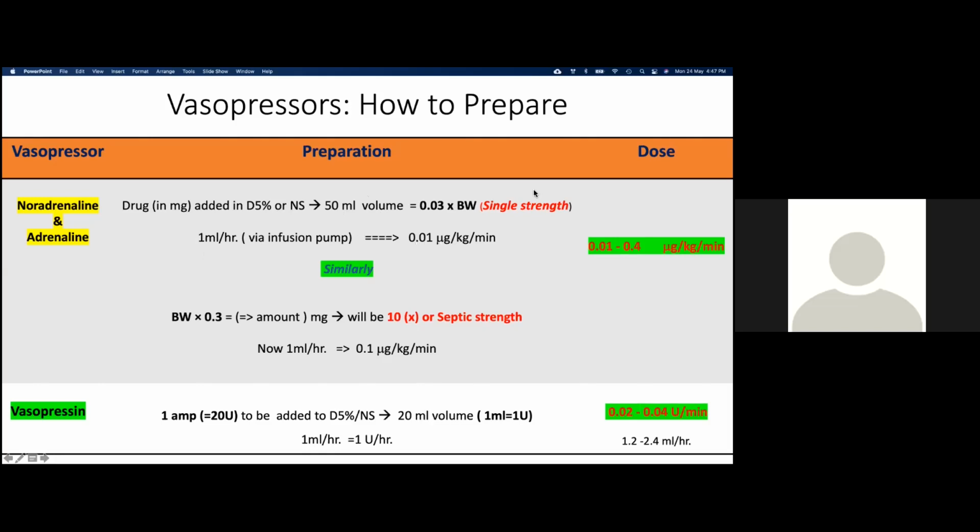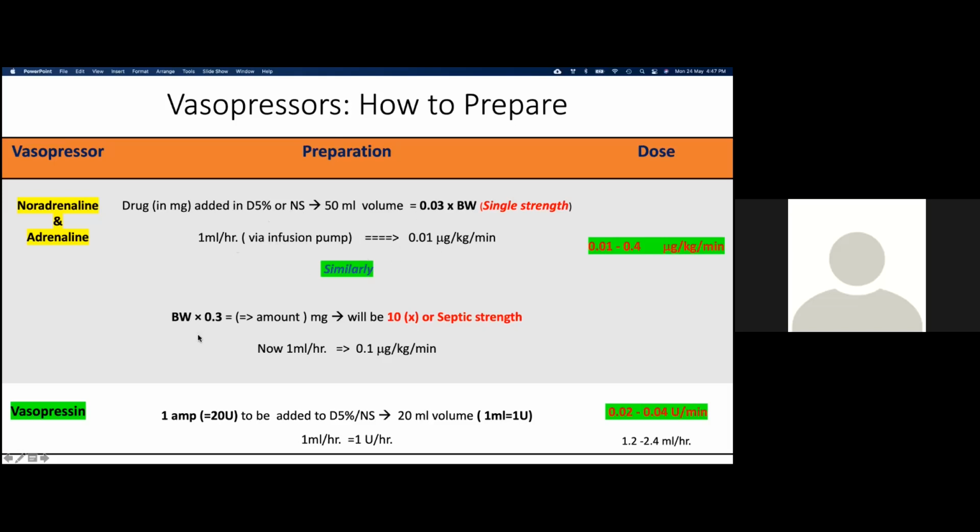So whenever we talk about single strength, 0.03 into 70, that is 2.1 milligram, which has been diluted in 50 ml of normal saline or dextrose 5%. Dextrose 5% is always preferred because it prevents the oxidation of the drug. If we are running this drug at the rate of 1 ml per hour via an infusion pump, the concentration of drug delivered to the patient is 0.01 microgram per kg body weight per minute. So this is the starting or initiating dose of noradrenaline or adrenaline.